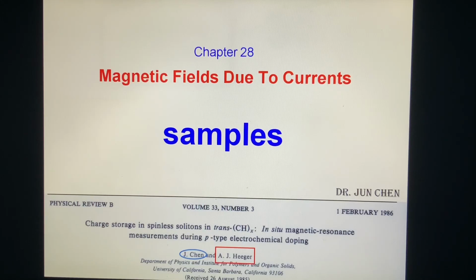Chapter 28, Magnetic Field Due to Currents. Samples.